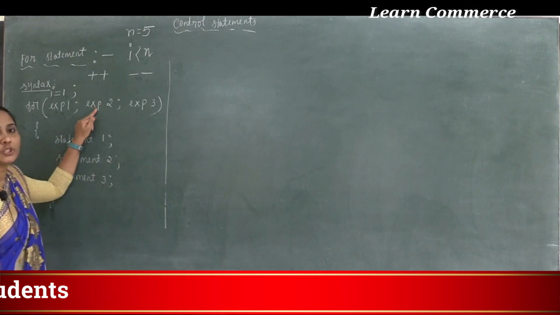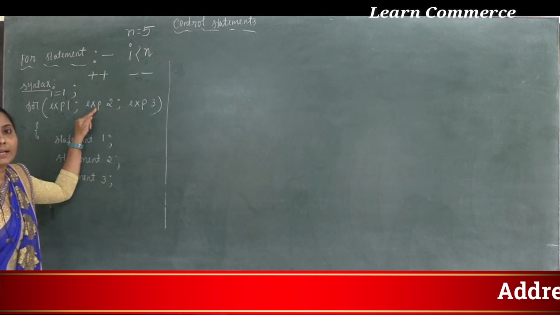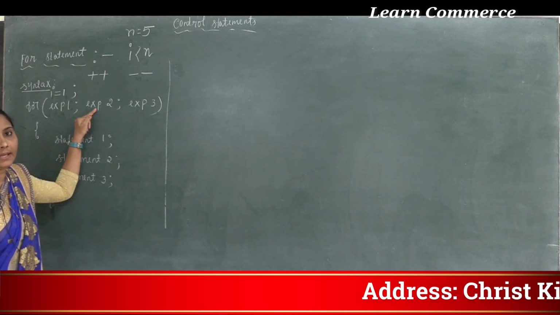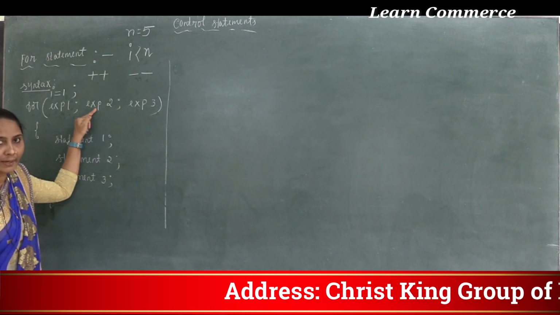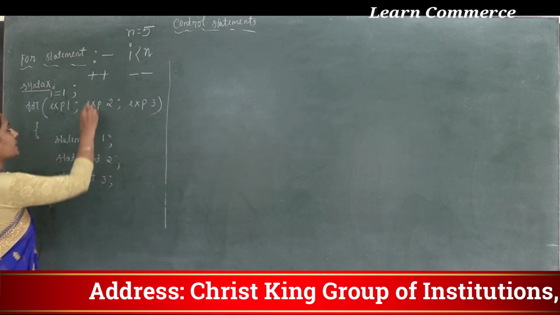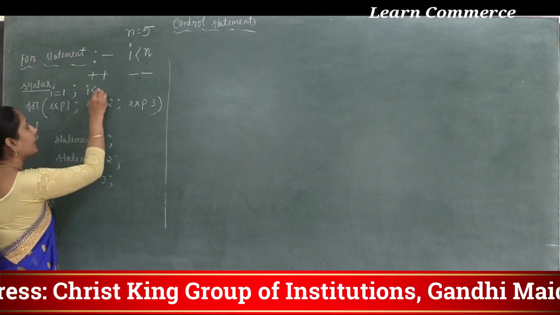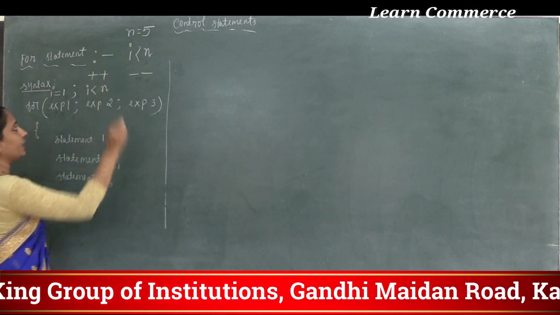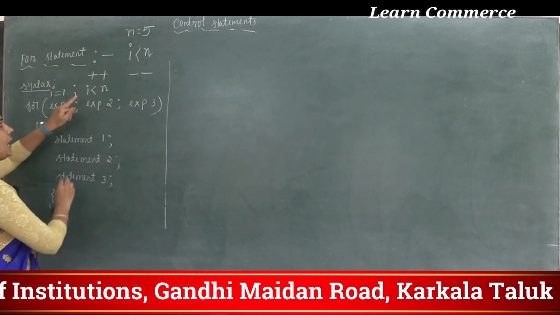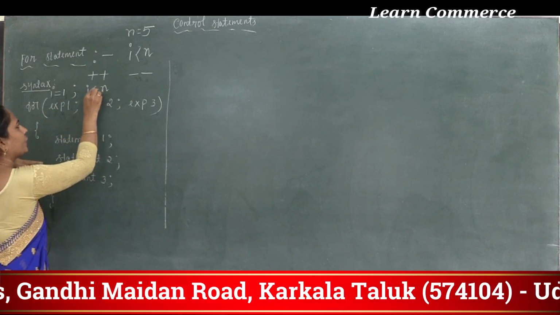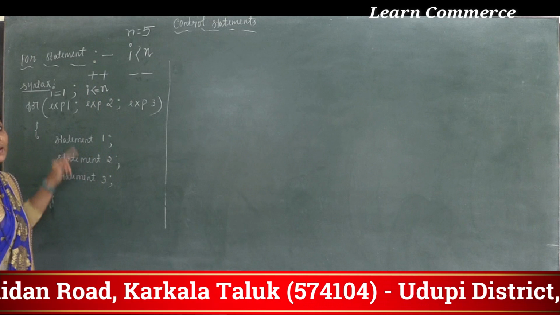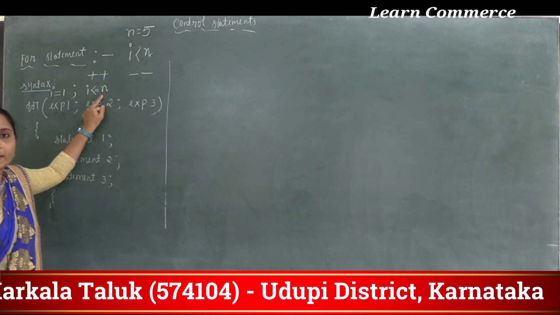And expression 2 represents the final condition, that means till where the condition is going to be satisfied. Clear this point here? So we can say i less than, i less than or equal to, or we can say i less than n, or sometimes we use i less than or equal to n here.